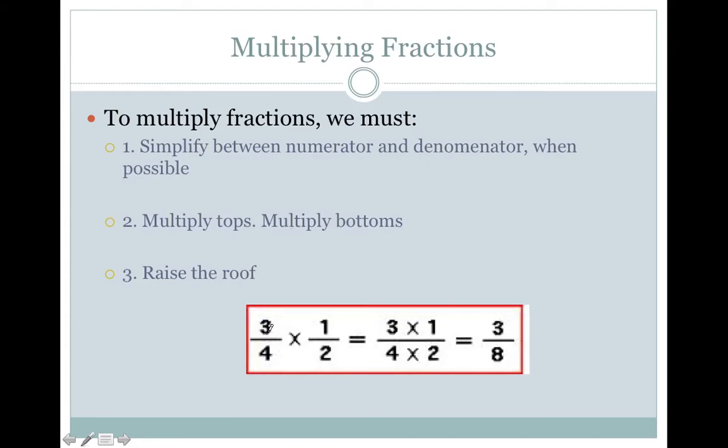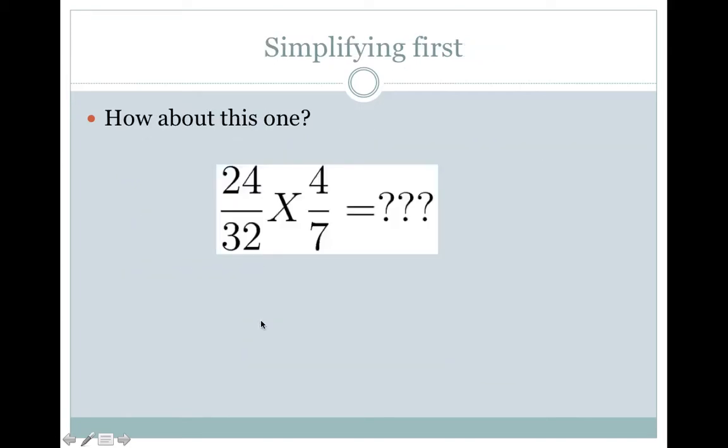Once we're completely simplified, we multiply numerator times numerator and denominator times denominator. So this one, it's already worked out for you. 3 times 1 over 4 times 2, that's 3/8. Step 3, most crucial in my book, is you raise the roof, celebrate being done. So, again, to review, simplify, then multiply across, raise the roof, most importantly.